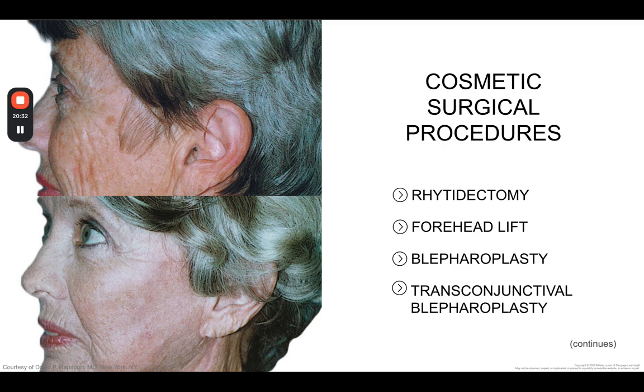Other cosmetic surgical procedures: if you see that your client has put a rhytidectomy on their consent form, that just means that they've had a facelift, okay? That procedure involves removing excess fat from the jawline. It tightens loose atrophic muscles and removes sagging skin. Okay. A forehead lift is also something that your clients may have.